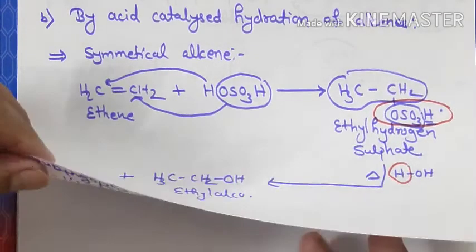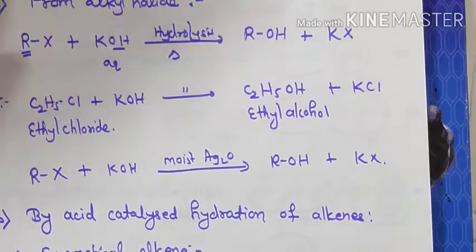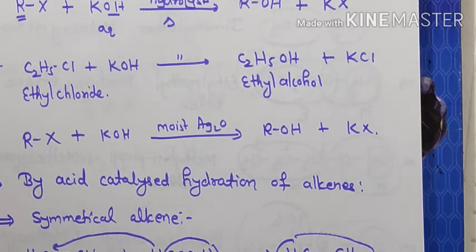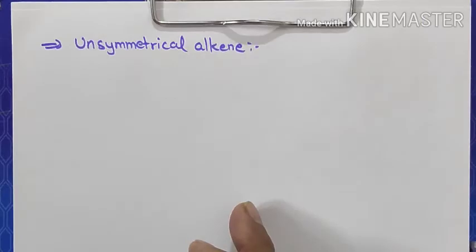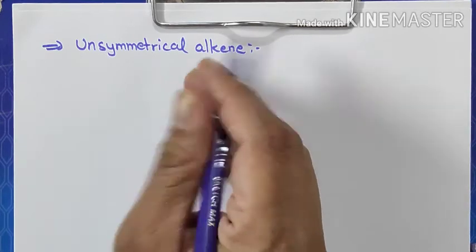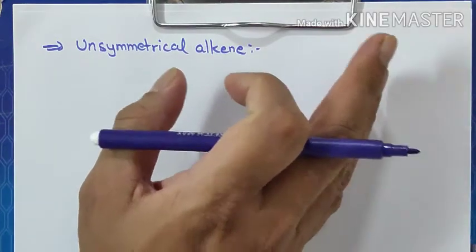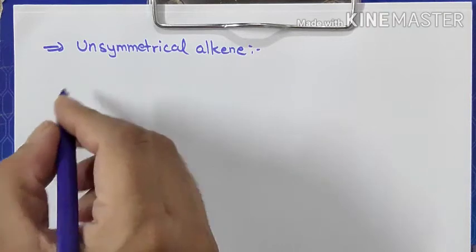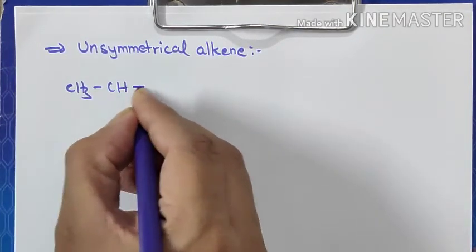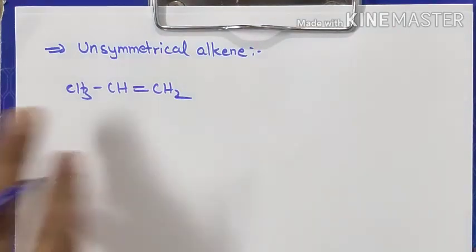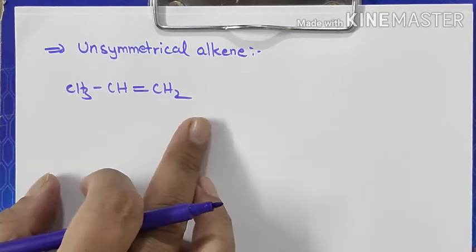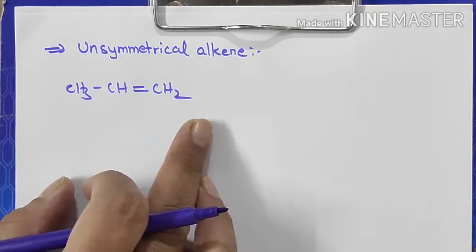What will happen if the alkene is not symmetrical, that is, an unsymmetrical alkene? Now what is an unsymmetrical alkene? Let's see. CH3-CH=CH2. Here, on the left hand side of the double bond there are two carbons, on the right side there is only one carbon, so it's unsymmetrical, right?